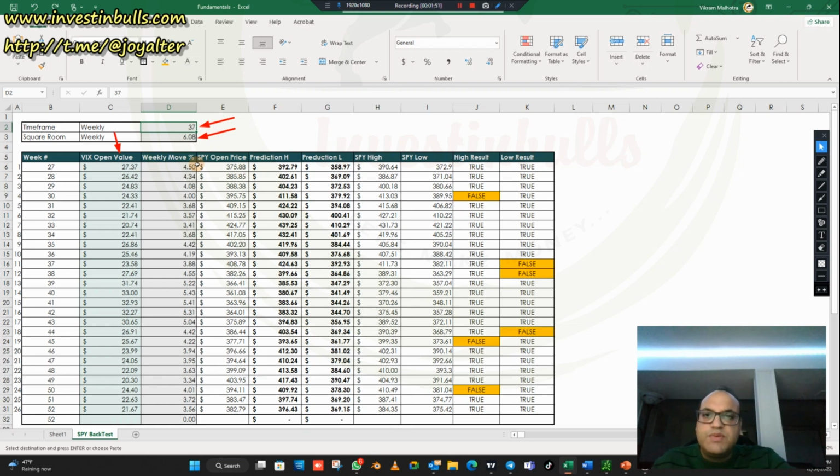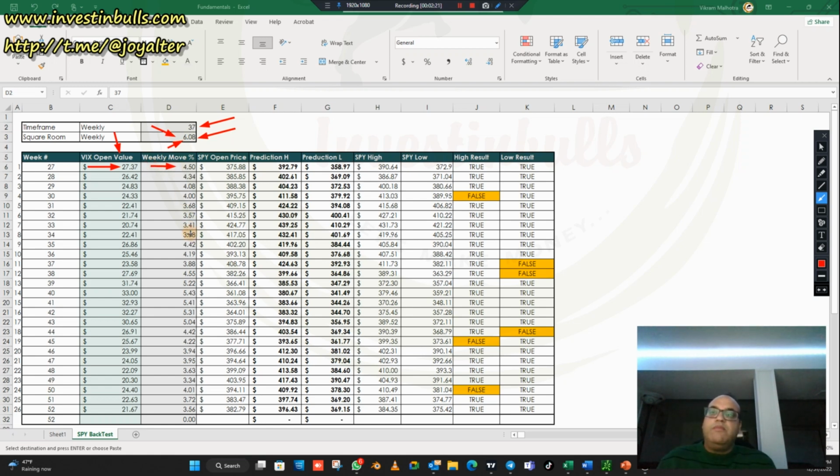I'm going to share this Excel sheet on my YouTube channel where you can download it. Once you have these two numbers, you have the square root of 37, which is 6.08, and you already know the VIX. What you need to do is divide the VIX open value by the square root. So 27.37 divided by 6.08 will give you a return value of 4.50.